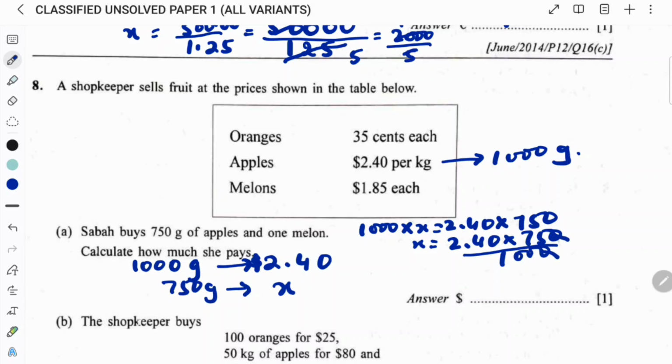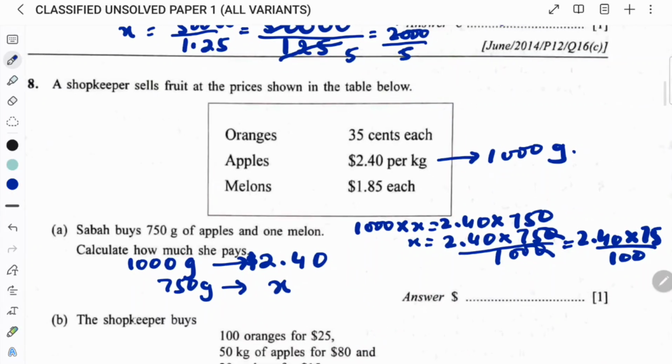You can cancel the 0 from 750 and from 1000. Now you are getting 75 and 100. So this is 2.40 times 75 divided by 100. 75 over 100, you know that this is 3 over 4. Okay, this is 3, this is 4. I can simplify with the 25 times table.